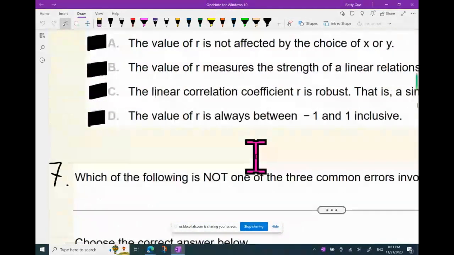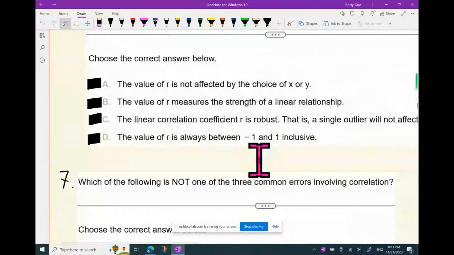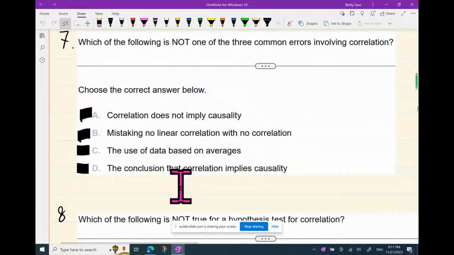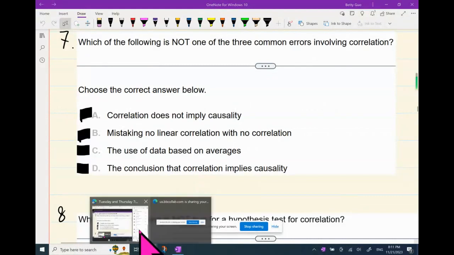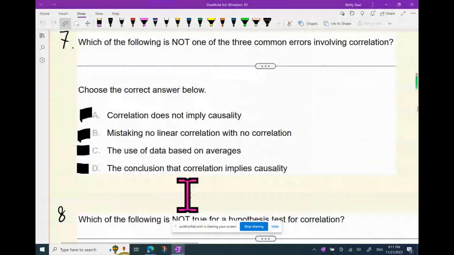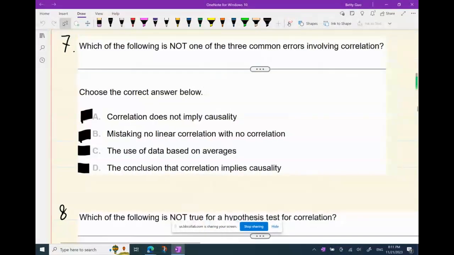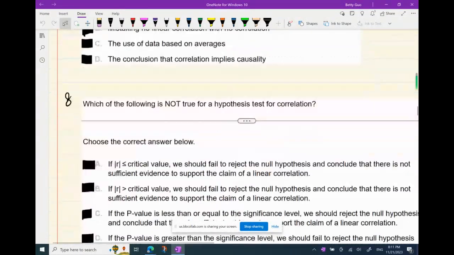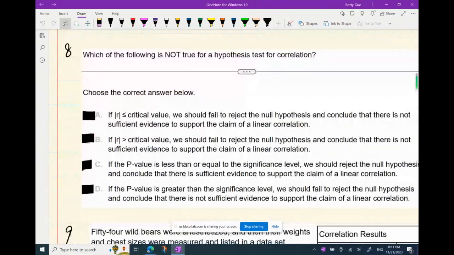So number 6, right? Number 7, sorry. Number 7, we should choose A. A is a true statement, yeah, thank you, Charlie. It is not one of the 3 common mistakes involving correlation. Number 7, we choose A, the first option. Number 8, which of the following is not true for a hypothesis test for correlation?